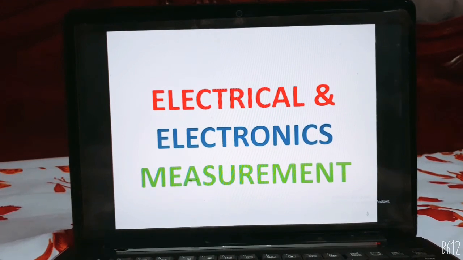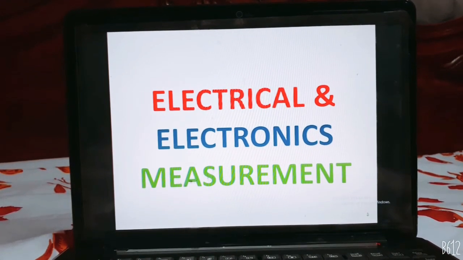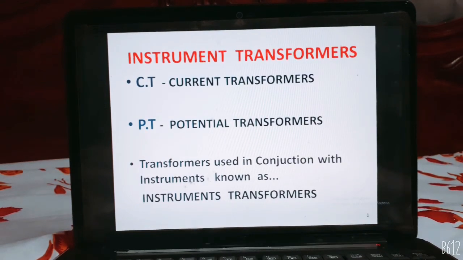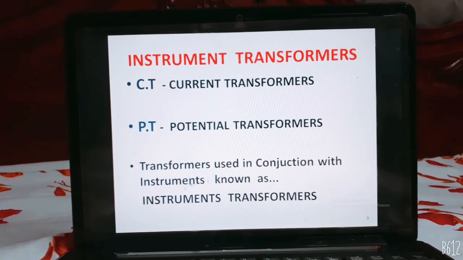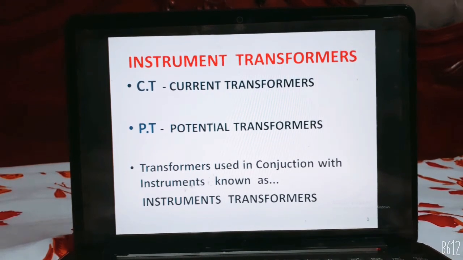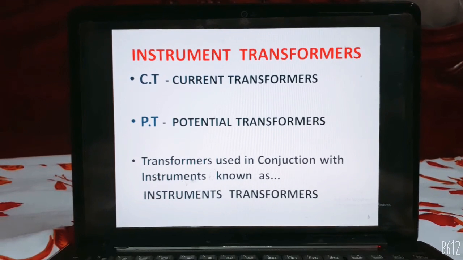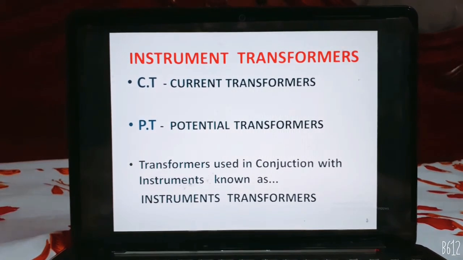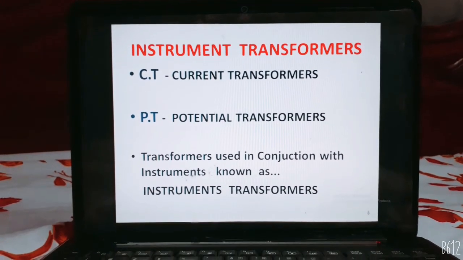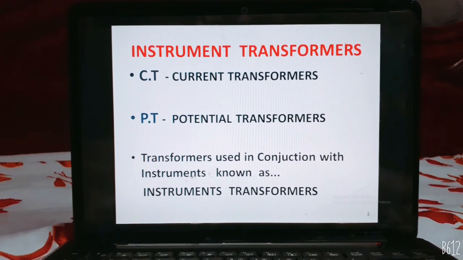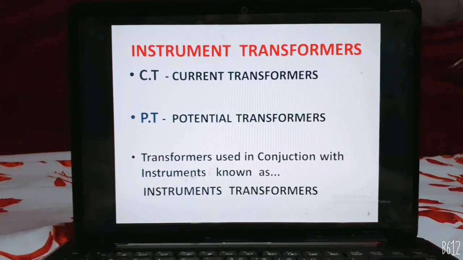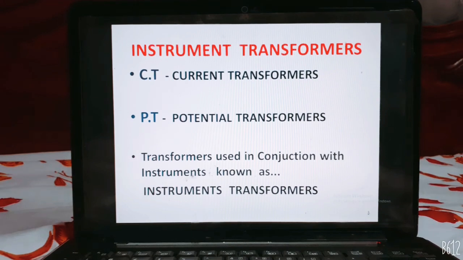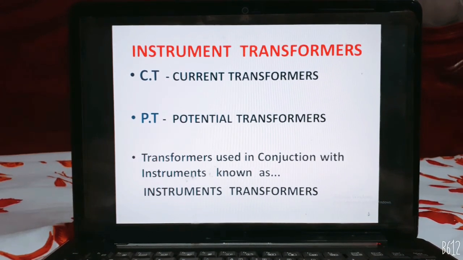Today, my topic is again on electrical and electronics measurement. As we know, there are two types of instrument transformers, popularly known as CT and PT. They are current transformers and potential transformers. Transformers used in conjunction with instruments are known as instrument transformers.